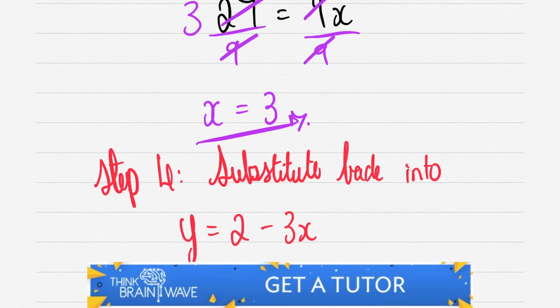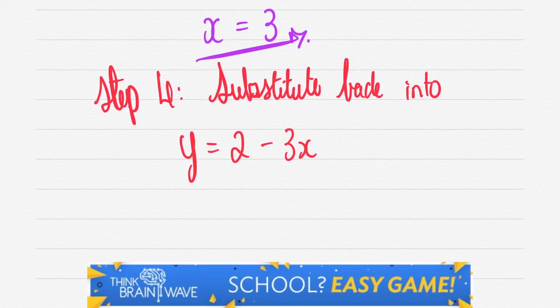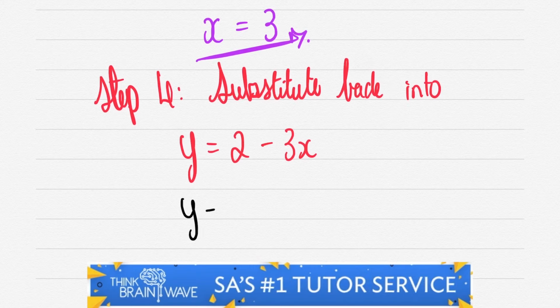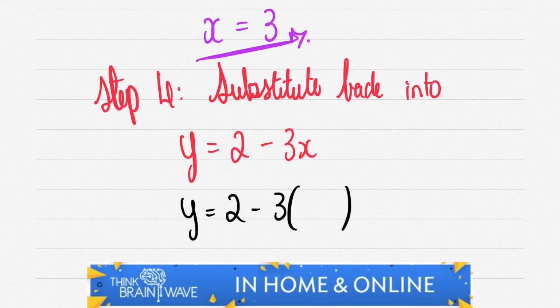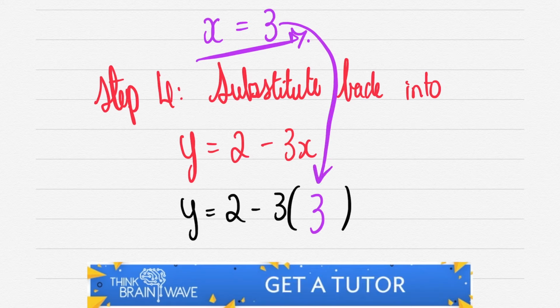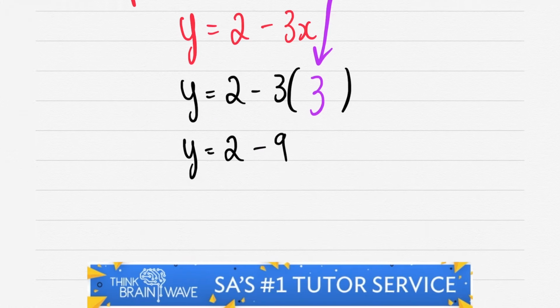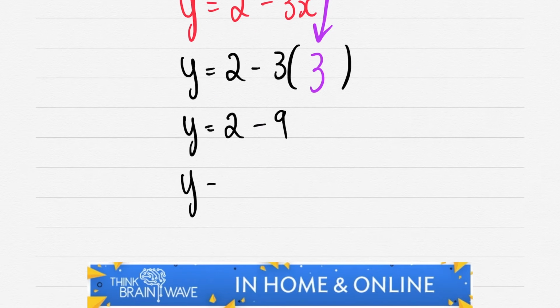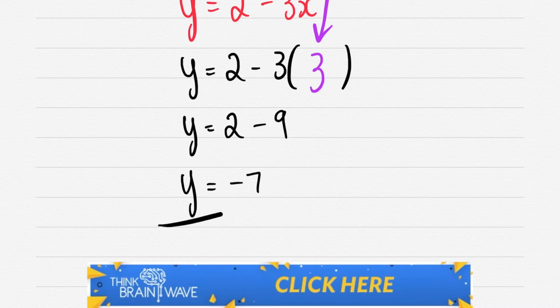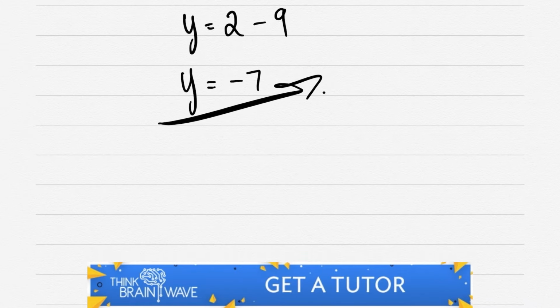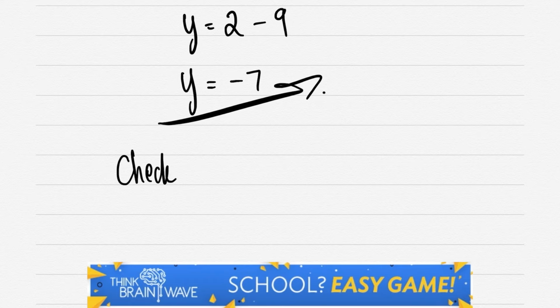We have y is equal to 2 minus 3x. I've chosen pretty much the easiest. That's the first equation. So we say 2 minus 3 open brackets. Where we see an x, we place a 3, as we can see above. So we've got 2 minus 3 times 3. Minus 3 times 3 is minus 9. 2 minus 9 is equal to minus 7. So now we've got our x value at 3 and our y value at -7.